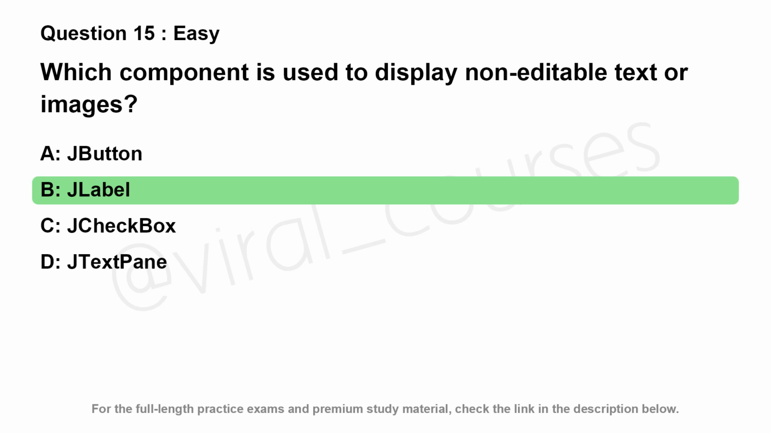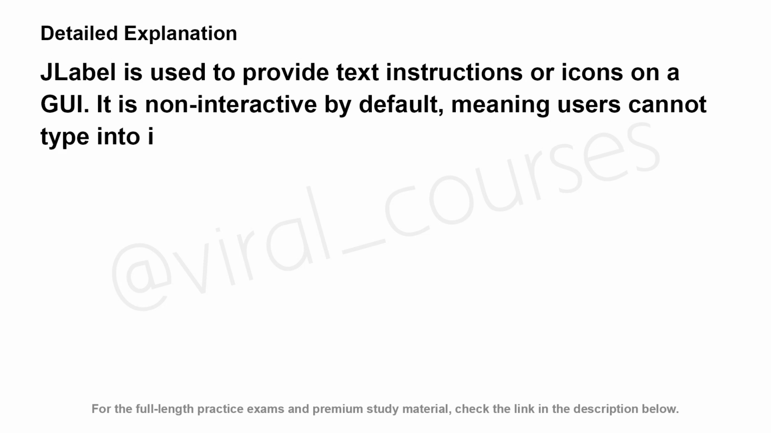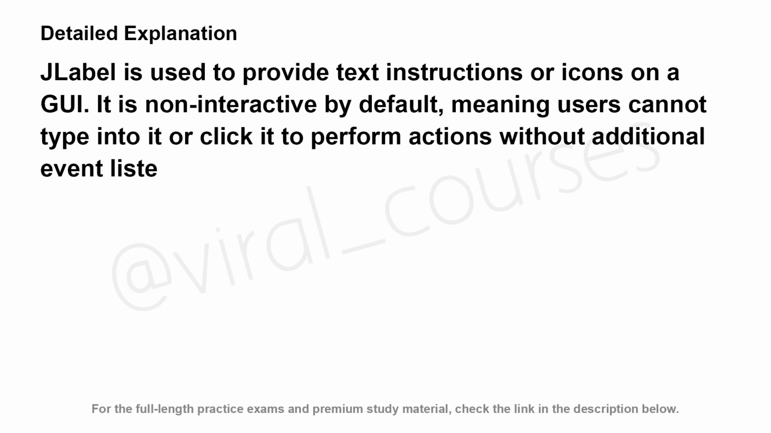The correct answer is B. JLabel is used to provide text instructions or icons on a GUI. It is non-interactive by default, meaning users cannot type into it or click it to perform actions without additional event listeners.